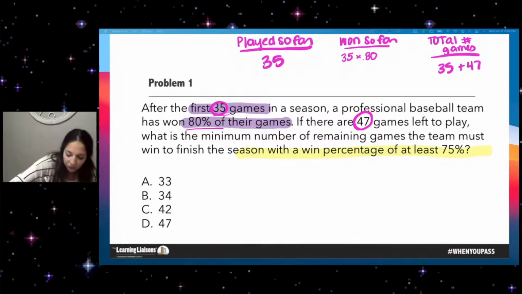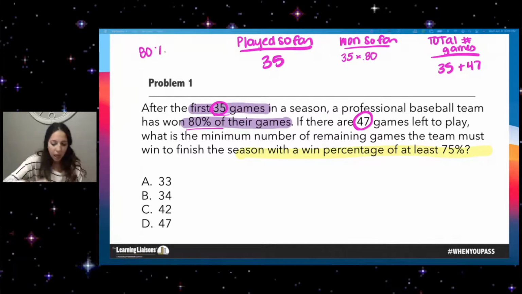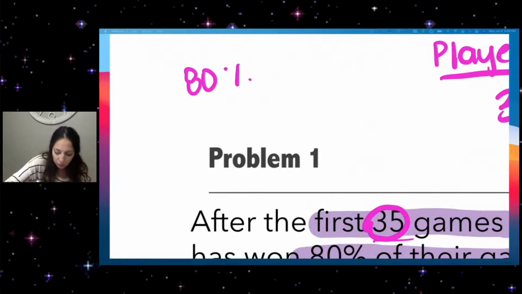If I have 80% and I want to put that into a decimal, I'm going to take my decimal place and hop it 2 places to the left. 1, 2. So that gives me 0.80 for my percentage. Most people can get that.